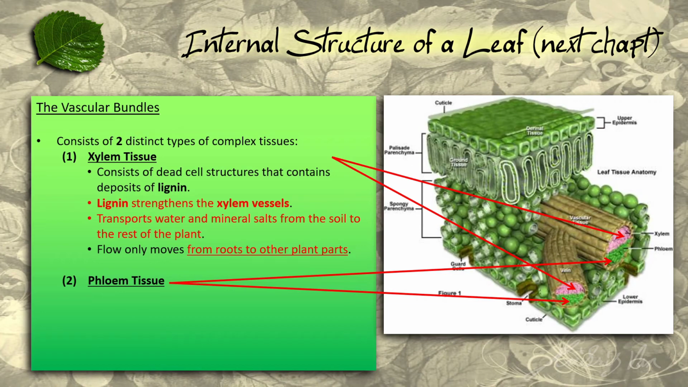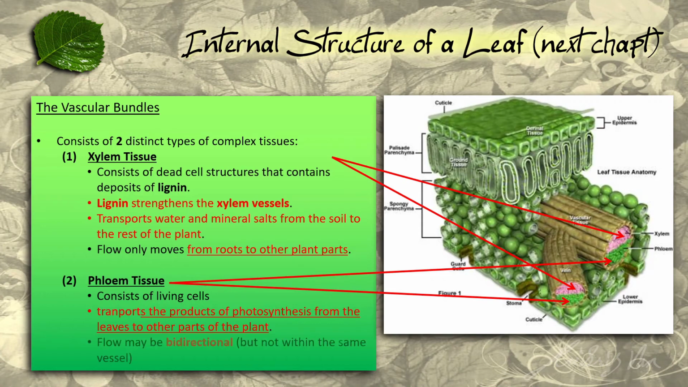The phloem, on the other hand, consists of living tissue or living cells. They transport products of photosynthesis, which is sucrose, from the leaf to other parts of the plant. That means it can flow up, maybe to the fruit, as well as flow down to the root.